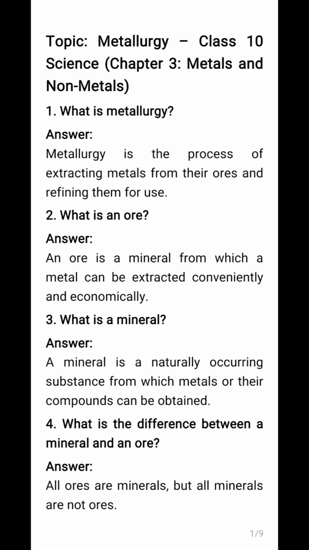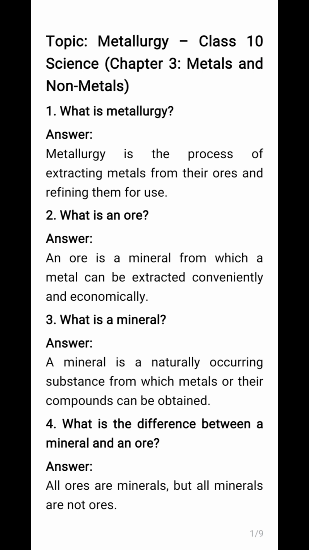Today we are going to see line by line questions for the lesson Metals and Non-Metals from the topic Metallurgy. What is metallurgy? Metallurgy is the process of extracting metals from their ores and refining them for use. What is an ore? An ore is a mineral from which a metal can be extracted profitably and economically.